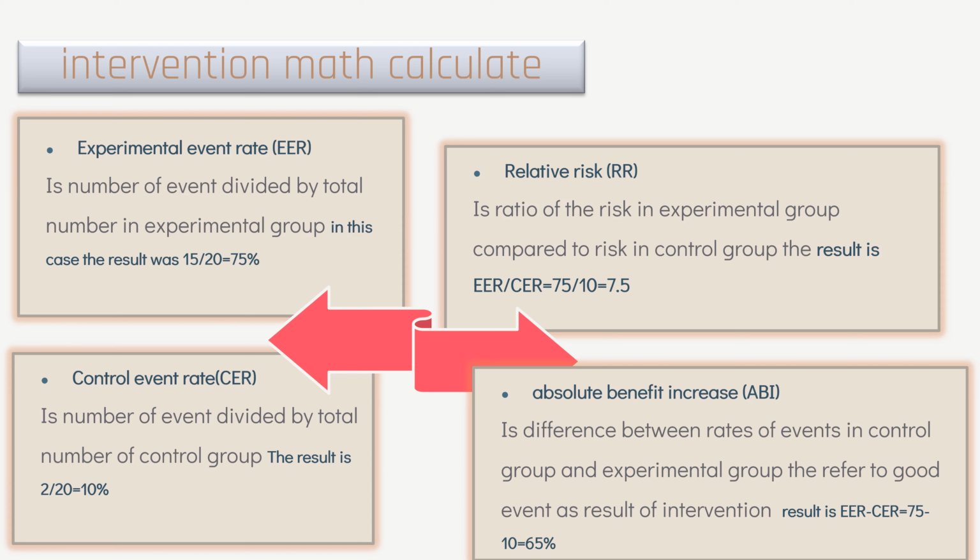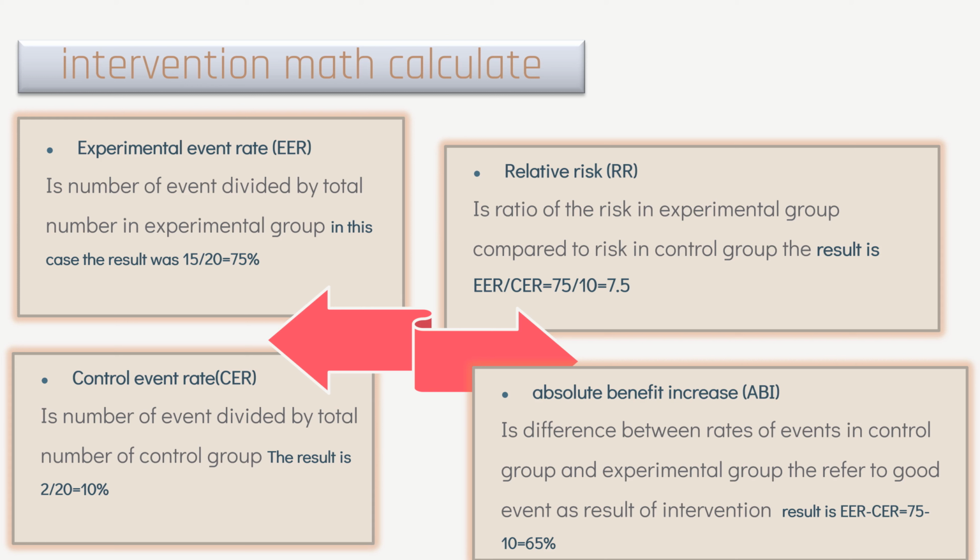This sample calculation allows you to evaluate the results of any article, whatever way the article words its results. As we talked about before, with the experimental event rate and control event rate, we can calculate relative risk and absolute benefit increase. Relative risk is the ratio of the risk in the experimental group compared to the risk in the control group. The result is the experimental event rate divided by the control event rate, which equals 7.5.